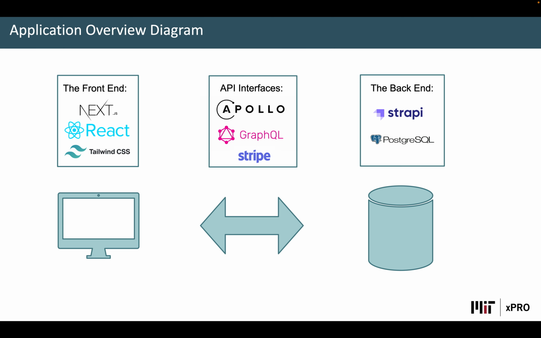A few APIs were essential to this project. The Apollo and GraphQL APIs structure the front-end's communication with the back-end. Later in the presentation, I'll get into more detail regarding the GraphQL queries and mutations that manipulated data from the front end. The Stripe API enabled the app to securely accept payments. More details on that later too. The back-end holds all of the data associated with the app in a Strapi database, which runs off a PostgreSQL database.